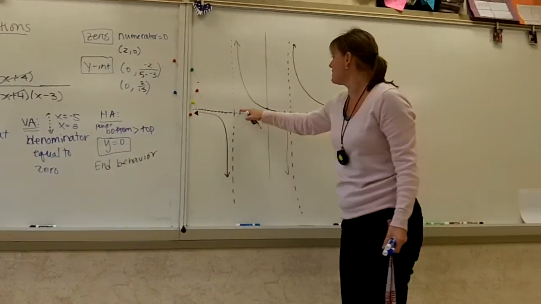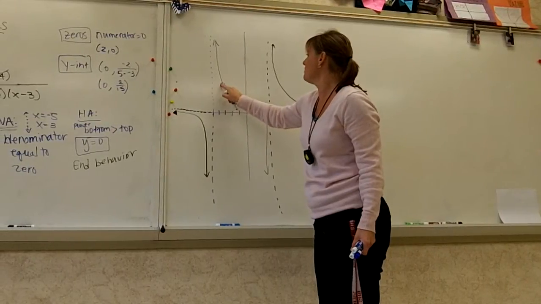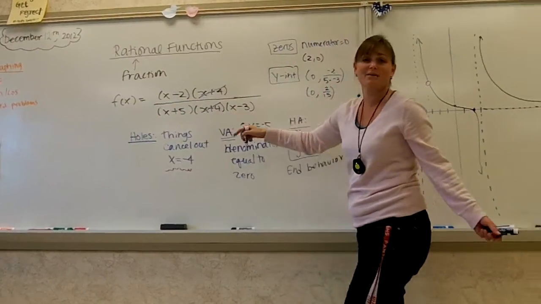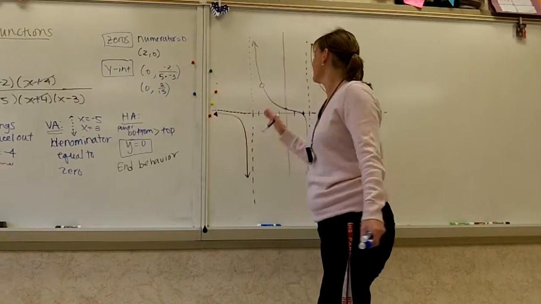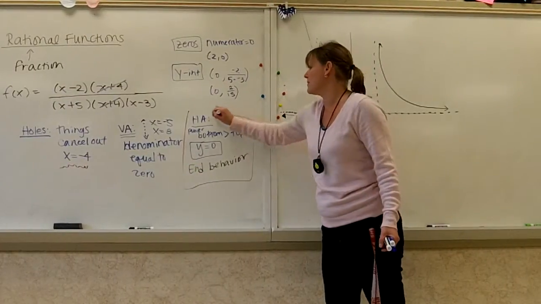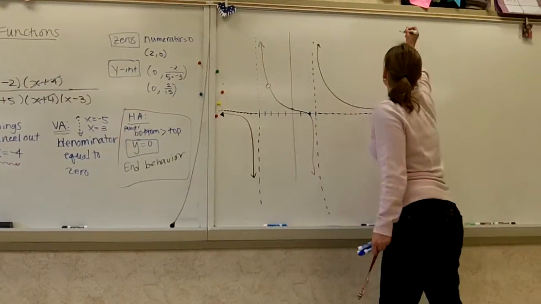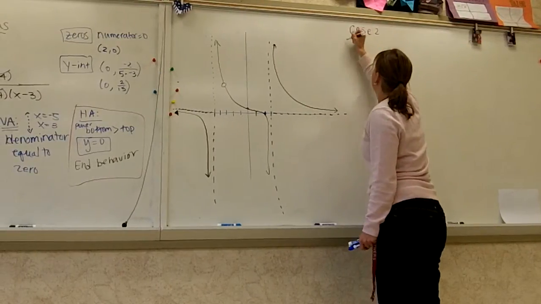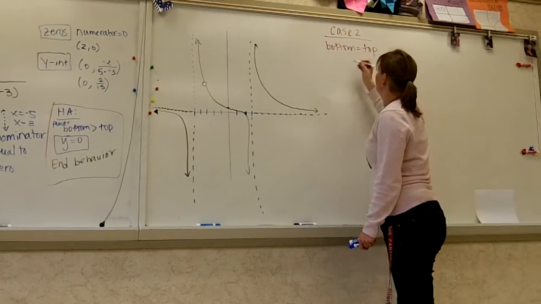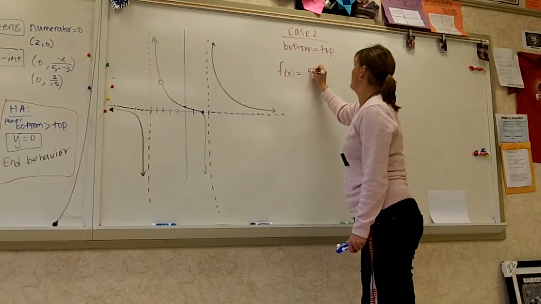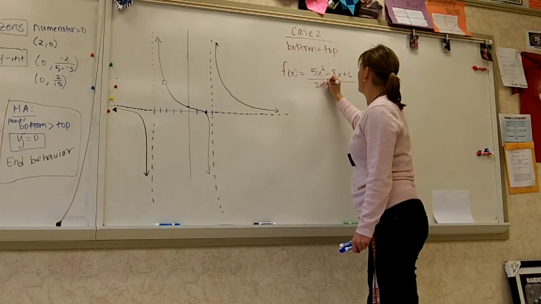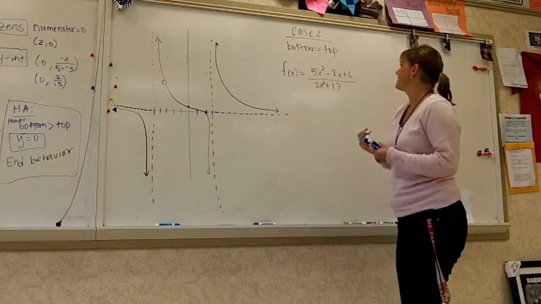So at -4, I'm just going to go up here and say there's my hole at -4. If you want to be really fancy, you could plug in -4 to these remaining x values and find exactly what it is, but I think we're okay with just this. Okay, so this was a case where the horizontal asymptote was at 0, when the power on the bottom was bigger than the power on the top. Case 2 is when the power on the bottom equals the power on the top. So for example, f of x is equal to (5x squared minus 8x plus 6) over (2x squared plus 17), something like that.